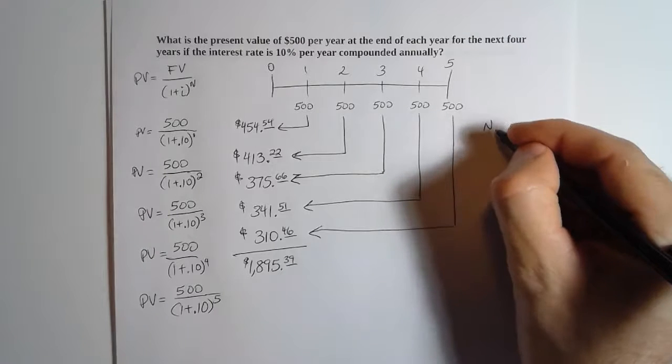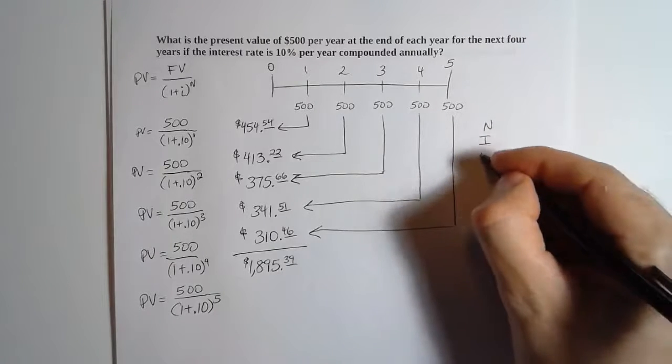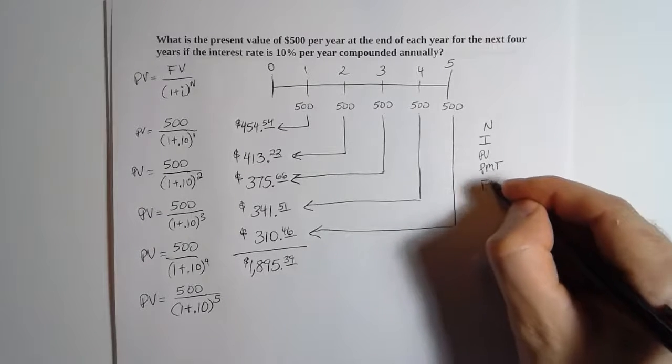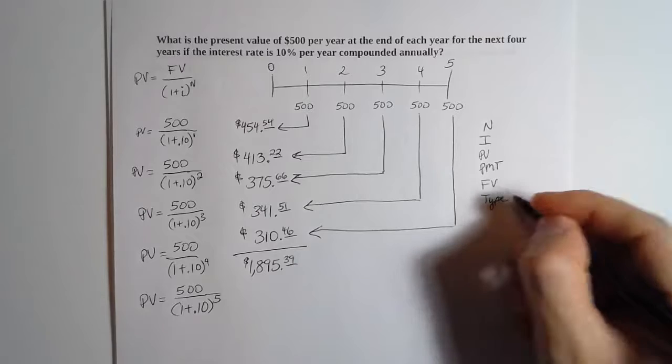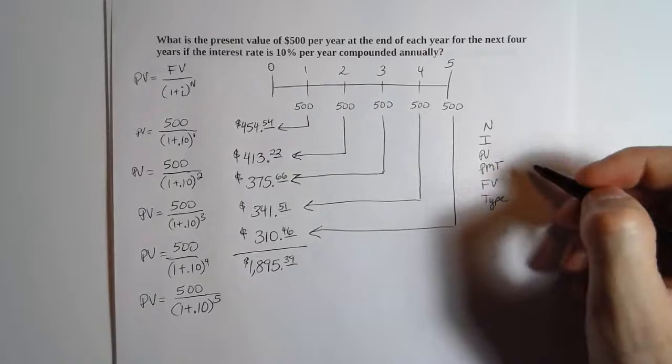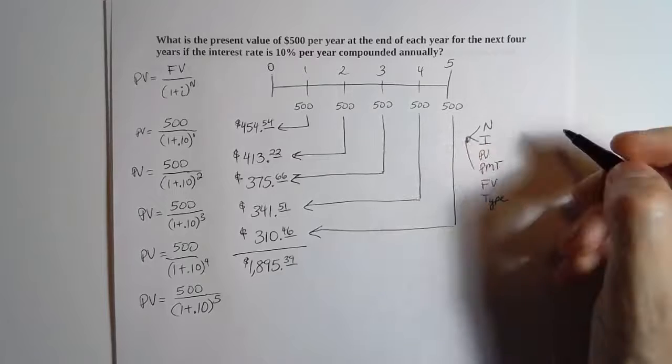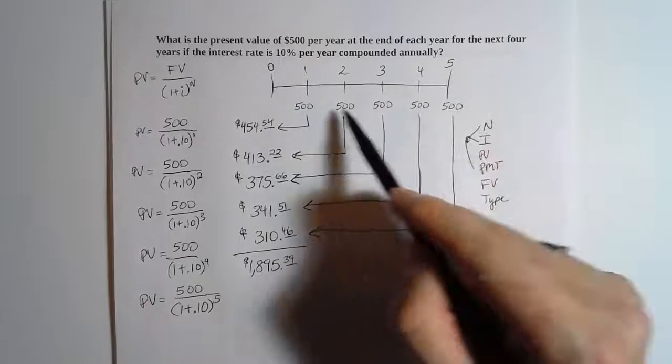But as you might suspect at this point, it's possible also to do this with your calculator. So if you go back to your time value of money solver, then we have our standard things that we need to enter in. And again, remember that N, I, and payment all have to connect at the same period of time. So everything's happening annually in this case.